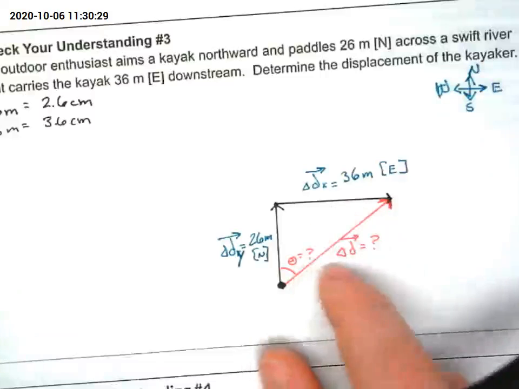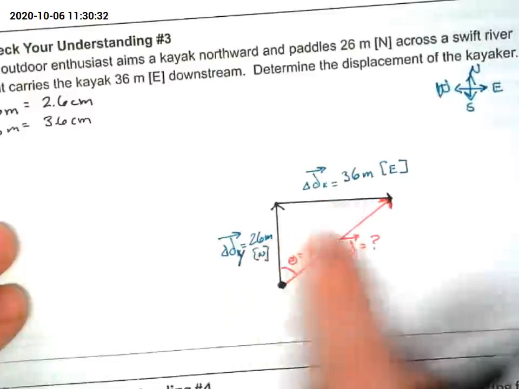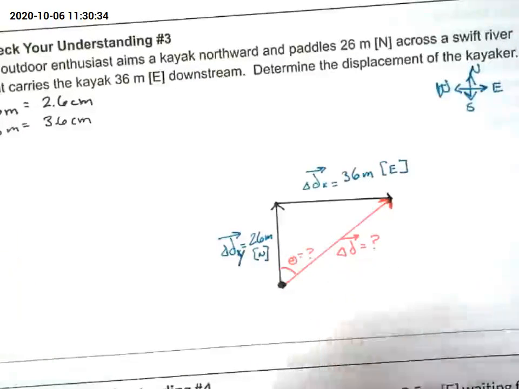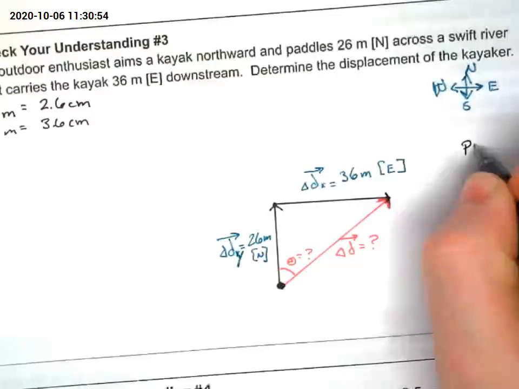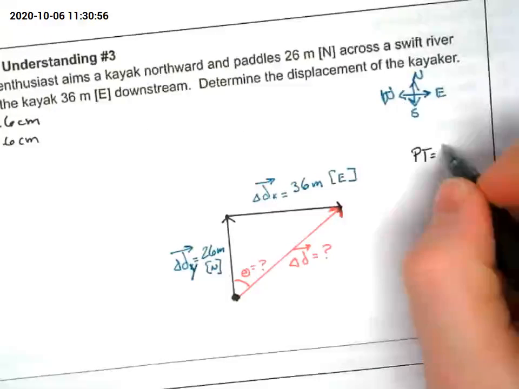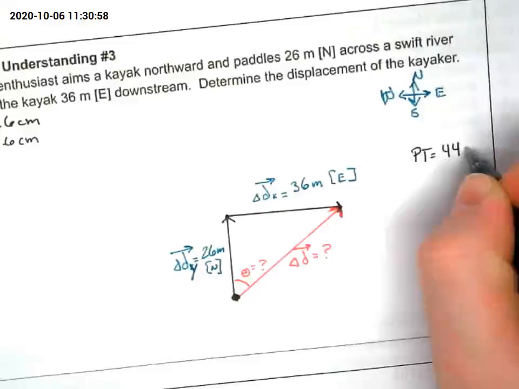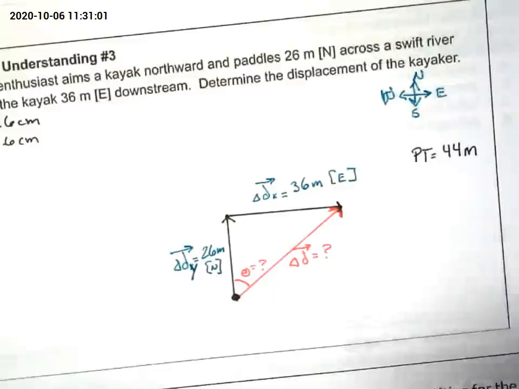So we're trying to find displacement. Again, you could just use Pythagorean's theorem to find this. If you do 26 squared plus 36 squared, that equals 1972. The square root of 1972 gives us 44.4. So you could have that answer. I'm just going to put PT over here, for Pythagorean's theorem. Using that, we got displacement equaling 44 meters, keeping sig figs in this case. And we'll see if we get that.